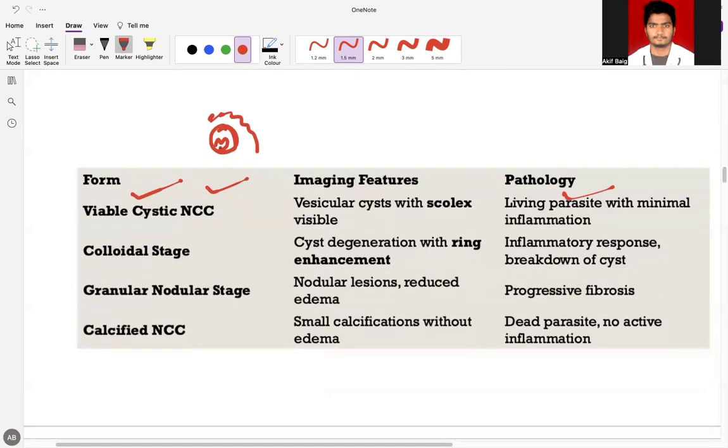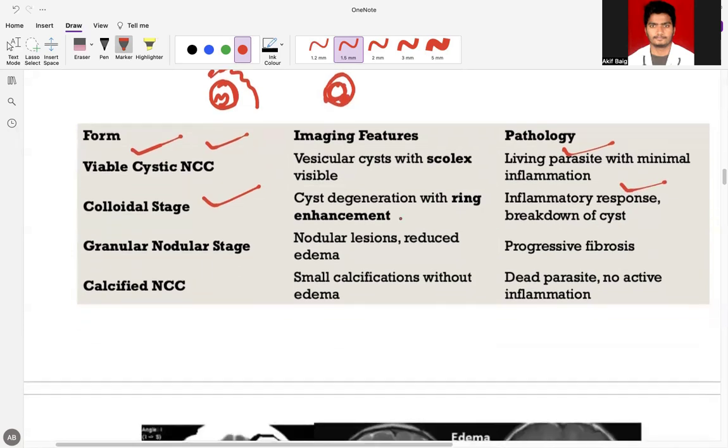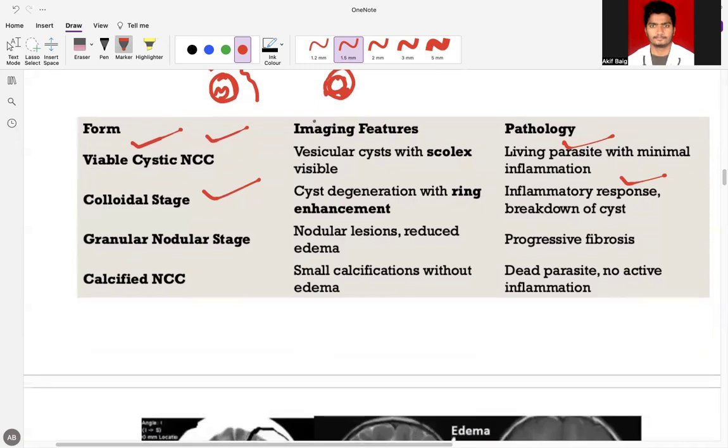After that, whenever any infection or parasite is there, it is destroyed by the immunity of the person. So the scolex will disappear, and this will lead to cyst formation, and there will be ring enhancement to it. This ring enhancement is called the colloidal stage, and this occurs because of the inflammatory response. And there is also edema around the cyst.